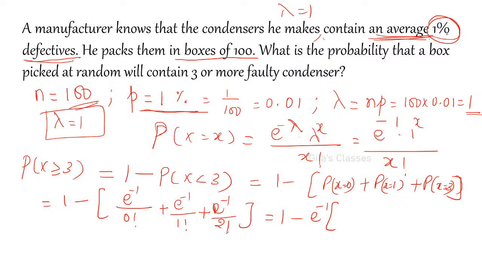And an average 1% defective. You can either take lambda is equal to 1 directly, or because they pack them in boxes of 100, n is equal to 100 and P is equal to 1%. That is 1 out of 100 is defective. That is why we have taken 1% means 1 by 100, that is why small p is equal to 0.01. Got it? Hope you understood.